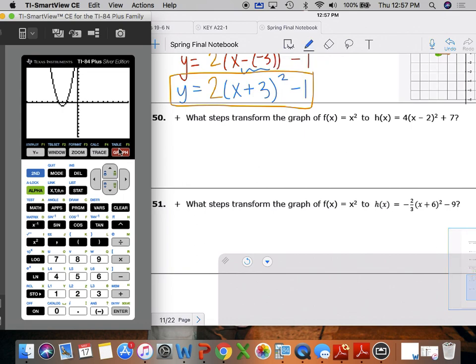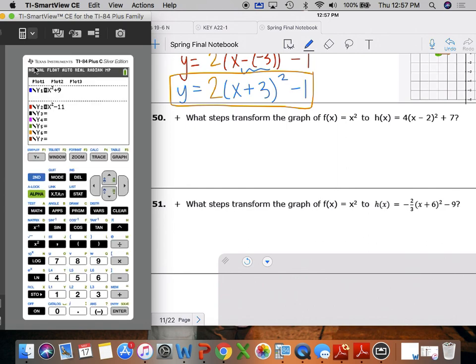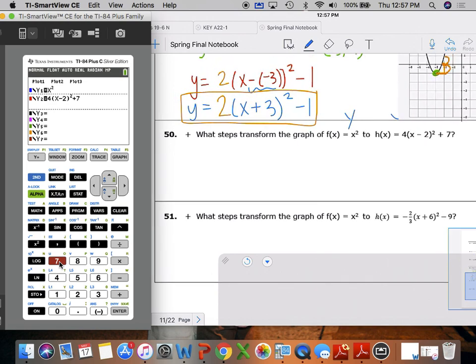And problem 50 says, what steps transform the graph of f of x equals x squared to h of x, which is 4 parentheses x minus 2 squared plus 7. So in y1, I'm going to put f of x, which is x squared. In y2, I'm going to put 4 parentheses x minus 2 close parentheses squared plus 7. So exactly what I have. This is in y1 and in y2.